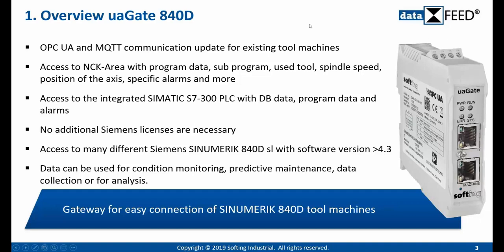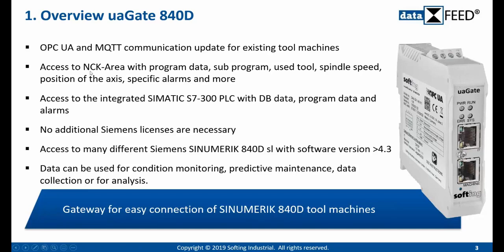Here you can see the gateway again. The name is Data UA Gate 840D and it's collecting data from the SINUMERIK, and you can mount it on a rail in your control cabinet. It needs 24 volts, and it gives an update for your already existing machine tools in terms of OPC UA and MQTT. Very significant is that the gateway can access both parts, NCK and PLC.